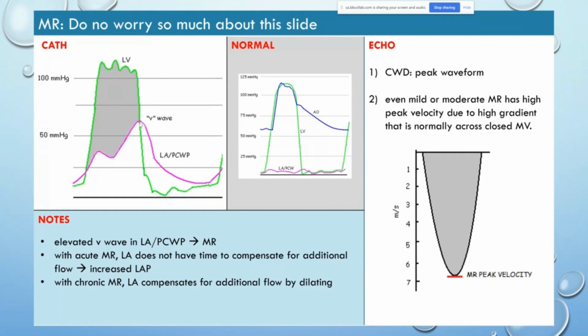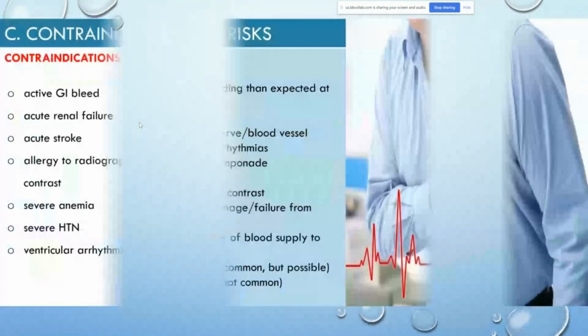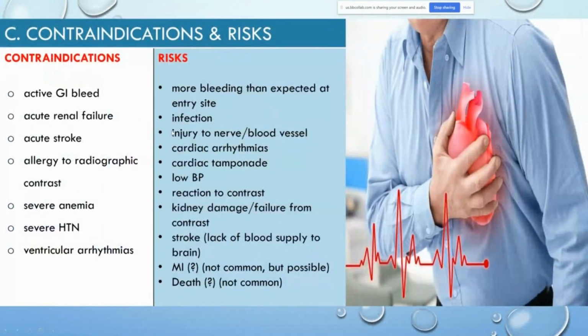Just like there are reasons why we would go to a cath lab, sometimes we can't do a cath if the patient is not a good candidate. Now, these are the reasons why we would not do one for the patient. If they have an active gastrointestinal bleed, acute renal failure, which is the kidneys, an acute stroke, allergy to any type of radiographic contrast, severe anemia, severe hypertension, or ventricular arrhythmias. That's when the heart is beating irregularly.